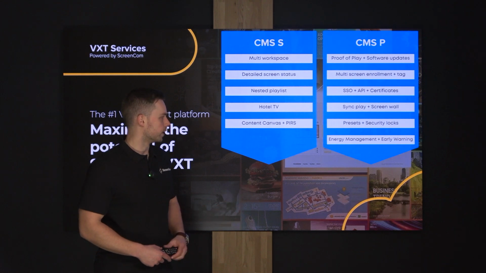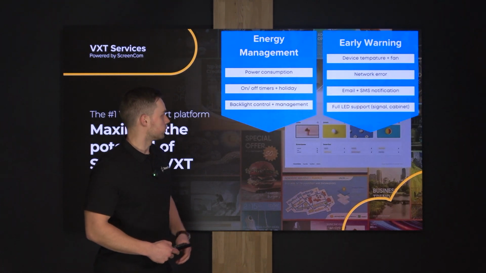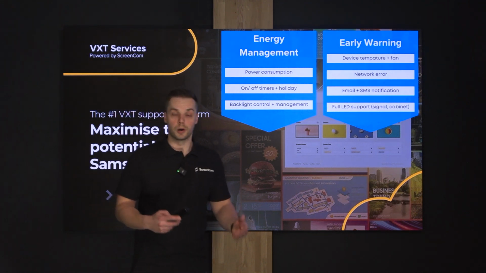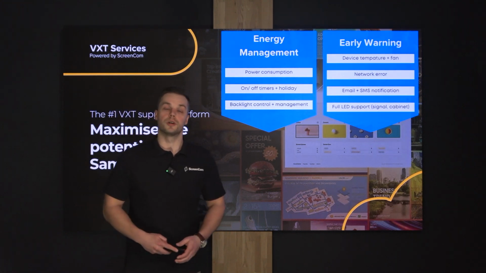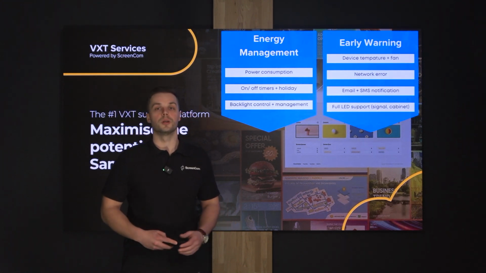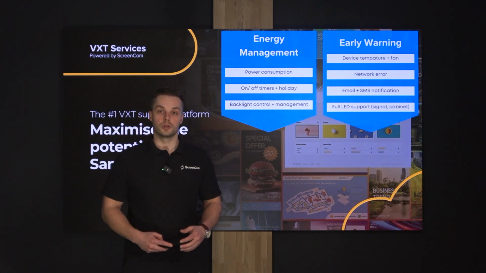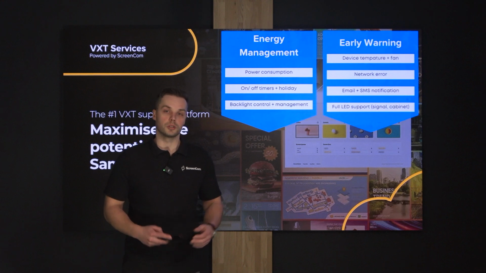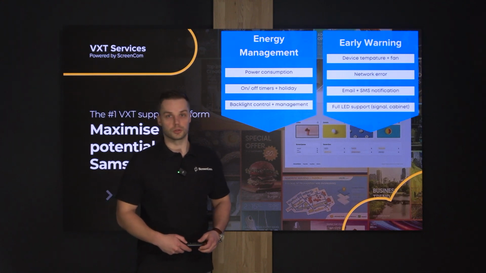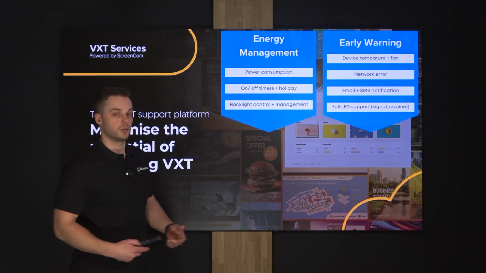Last but not least, we have the energy management and the early warning. Now, what does that really contain? That's on this slide. So the energy management allows you to read the power consumption of your displays. So this way, because we are living in an eco-friendly world, of course, where sustainability is a really hot topic, you can now get to see the power management of your display. So if you also dim the backlight, for example, you can see that the power consumption will also be reduced. Then we have the holiday management and the on and off timers.